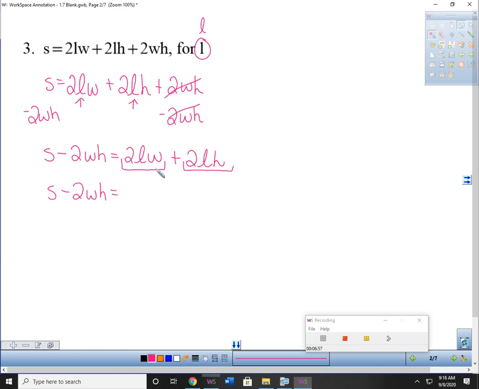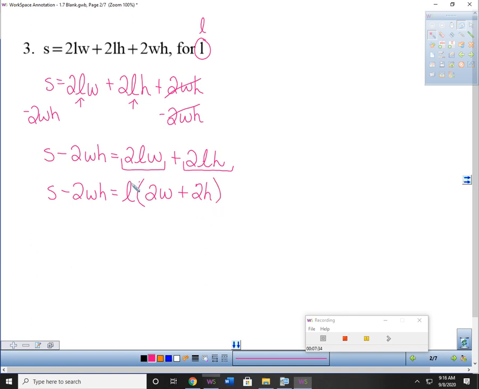All right. And actually, I'm going to leave the 2 alone. I'm going to leave the 2 inside. I'm just going to factor out an L. When I have two terms that have the same thing, I can factor it out. That just means I'm dividing it out. So if I were to take the 2LW and divide out the L, that just leaves me with 2W. And if I did the same thing over here, if I divide the L out of that, then I'm left with 2H.